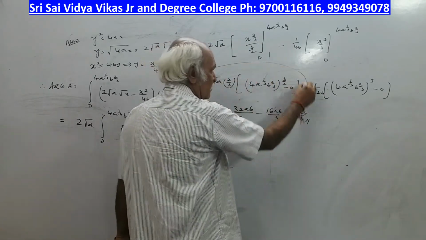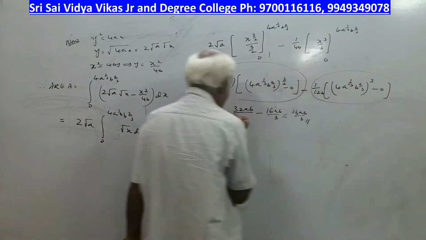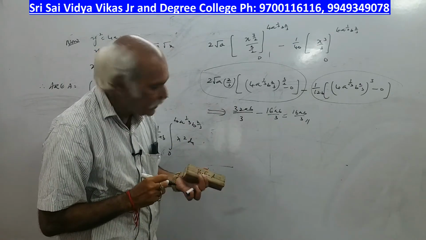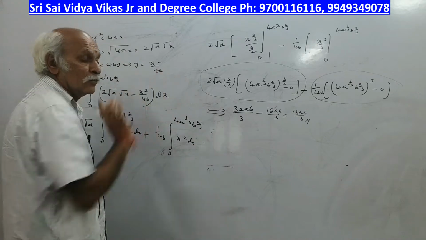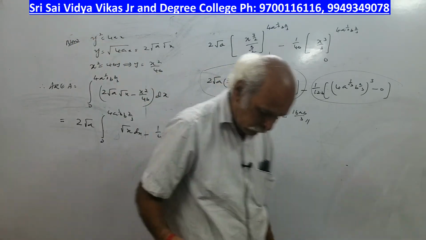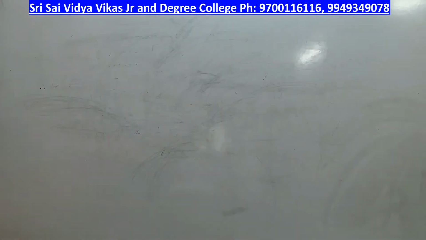After simplification of this, okay, try to keep this simplification in mind and try to write this. So 32ab by 3 minus 16ab by 3. So what is the answer? 16ab by 3. Okay, this problem looks to be very big. So it is a 7 marks question, sir. Please note down this. Next problem.